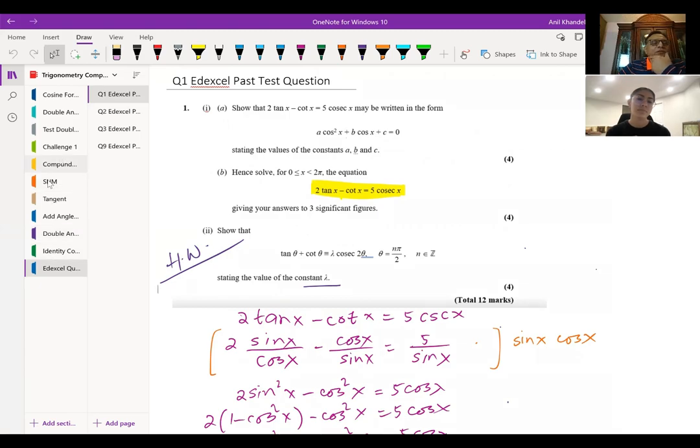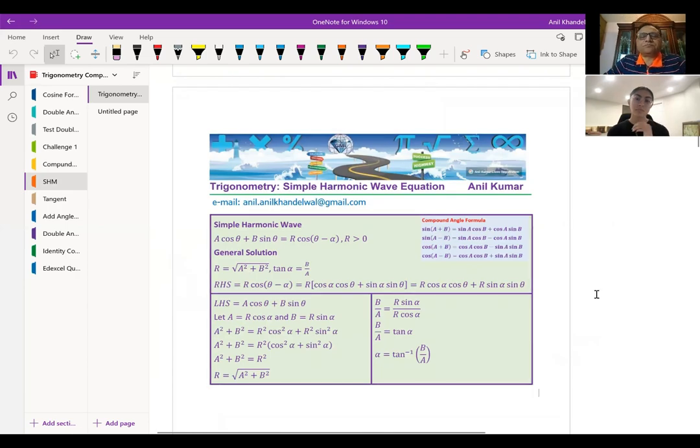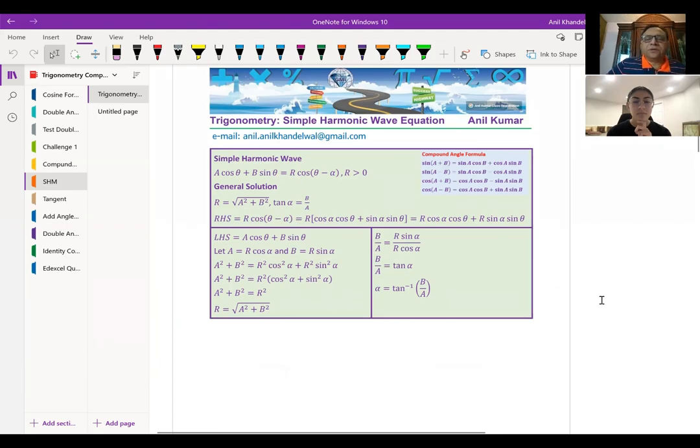I want to discuss with you a very important equation. Yeah, this is the one. So we call this a simple harmonic wave equation. It is an application of the compound angle formula, which you have learned, right? Many times you will get an equation of the form a cos theta plus b sin theta equals some number, say r. Have you seen this many times? How do we solve this kind of equation? That is what we are going to look into now.